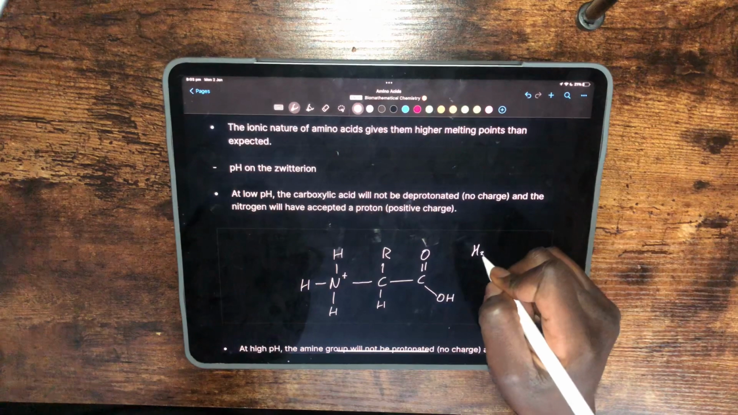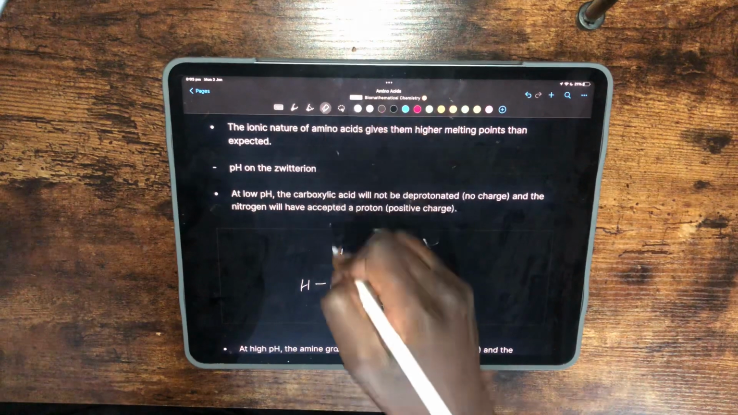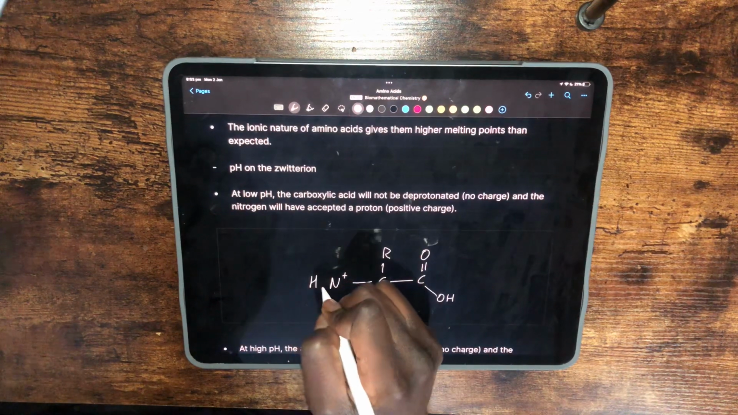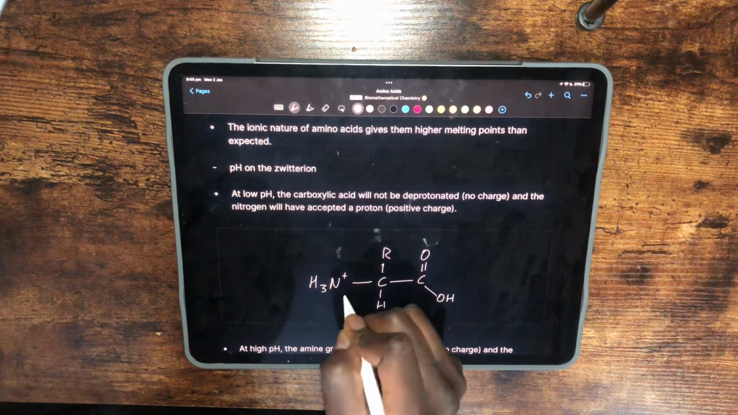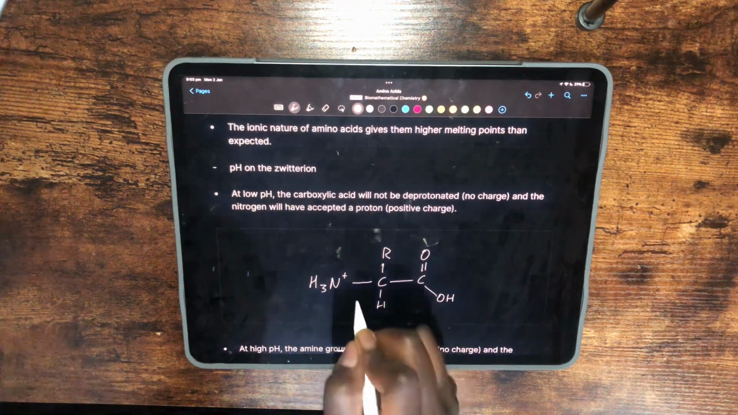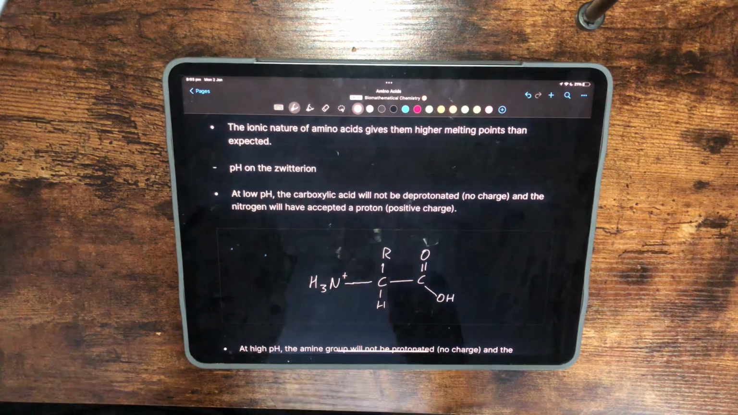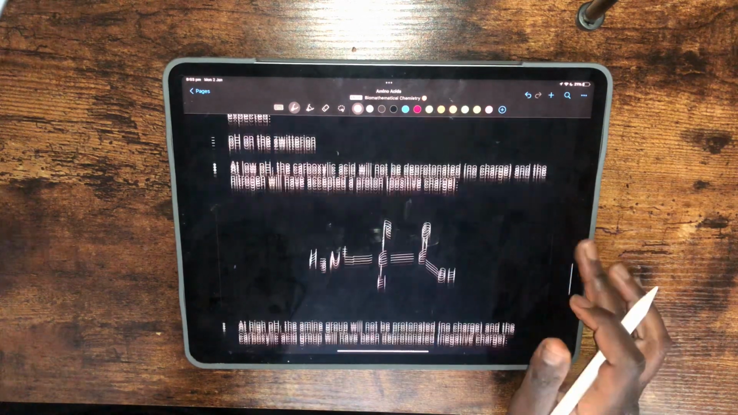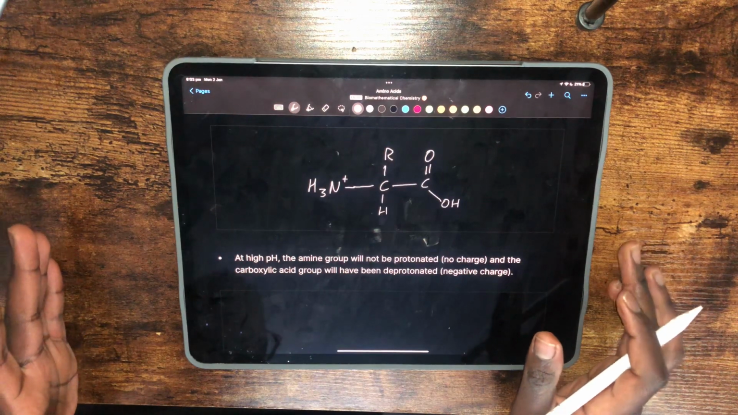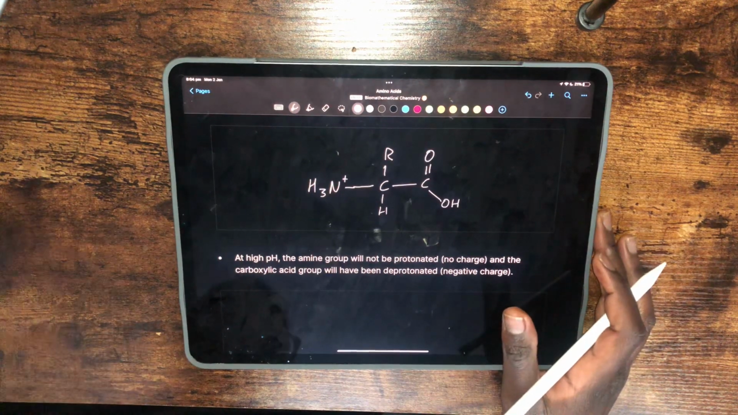Or you can just draw NH3, but the most important part is that you show the positive charge. Three hydrogens and a positive charge shows your understanding that in acidic conditions this will get protonated. That's what you're showing the examiner: that you understand the properties of the amine and carboxyl group in the amino acid and how it reacts in different conditions.